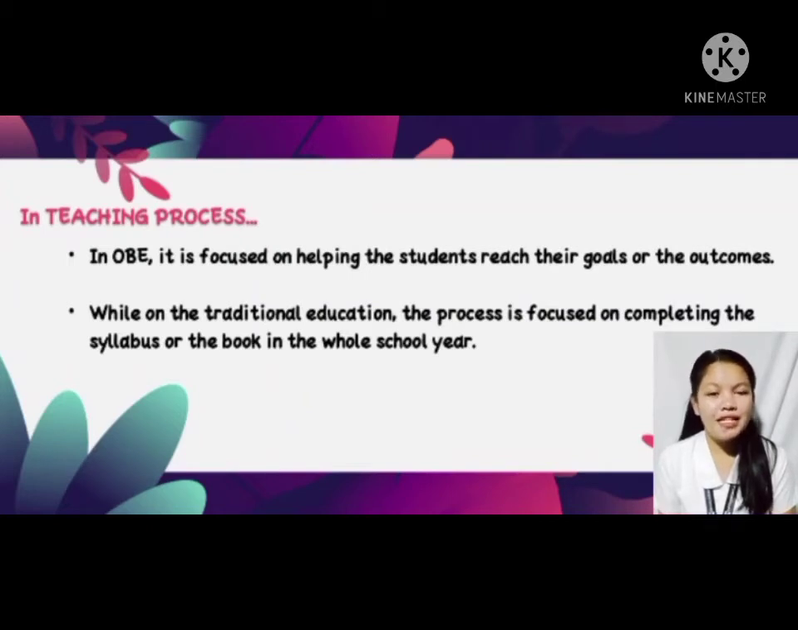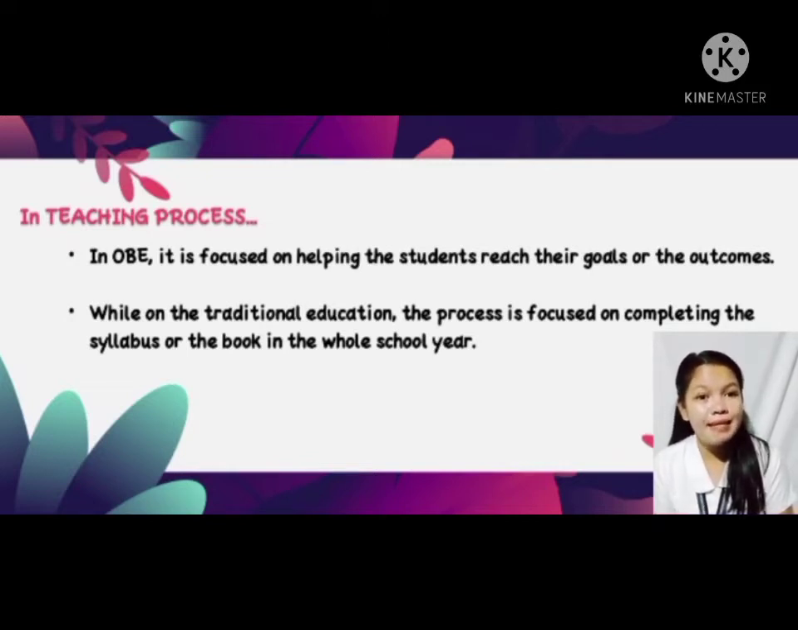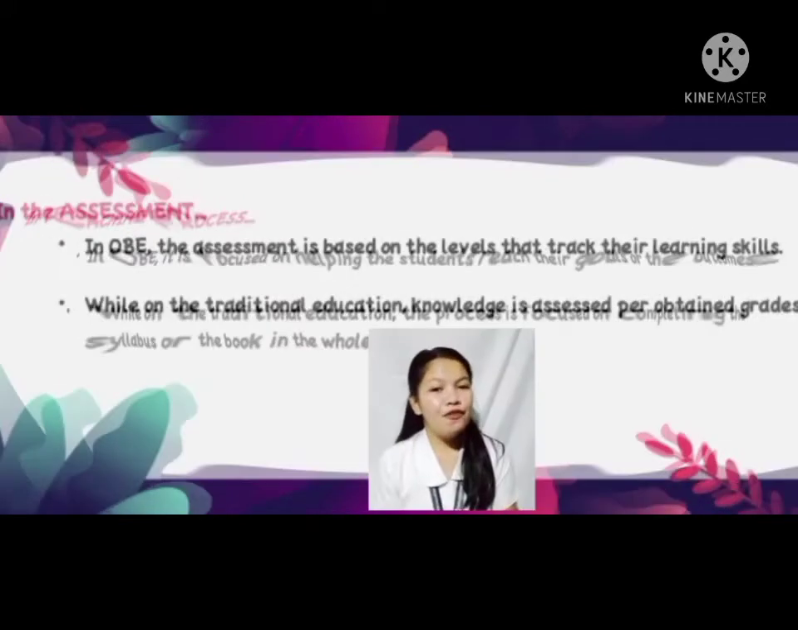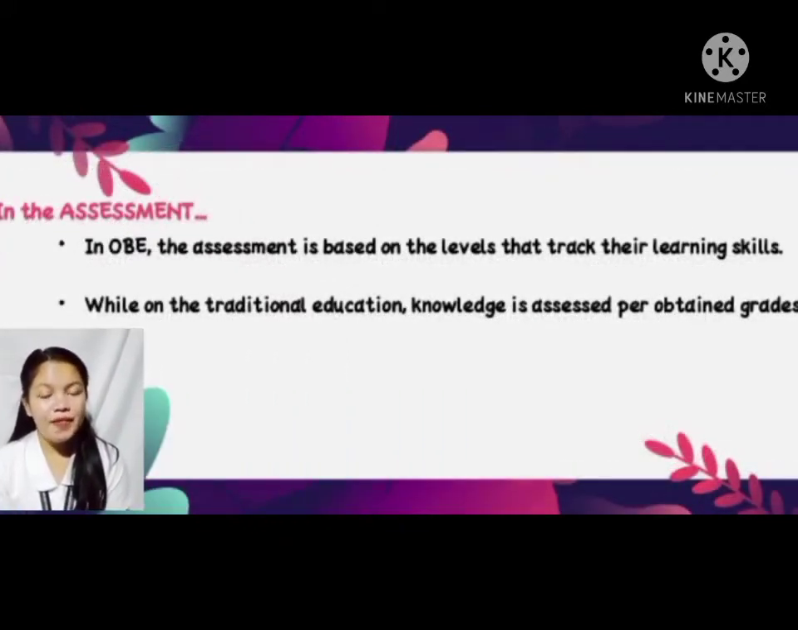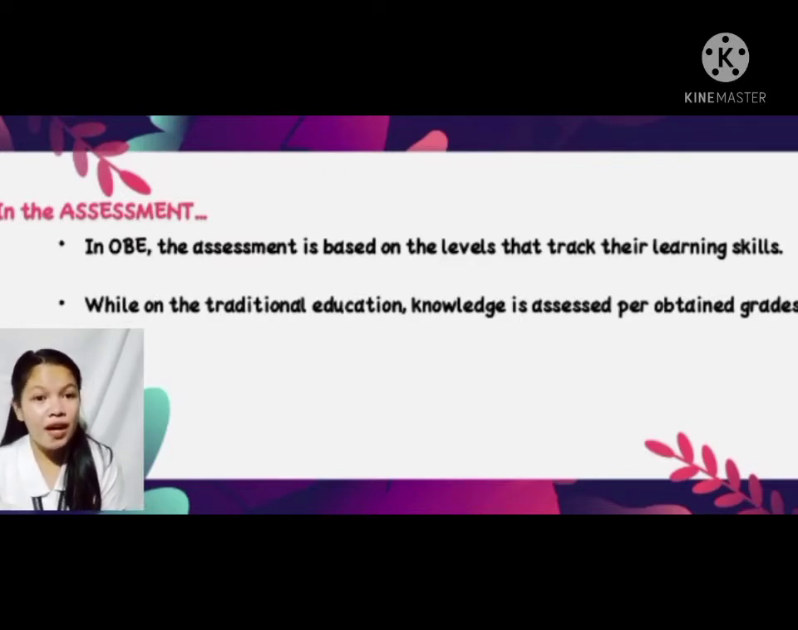The second thing is the teaching process. In OBE, it is focused on helping the students reach their goals or the outcomes, while in traditional education, the process is focused on completing the syllabus or the book that is intended for the whole school year. And the third one is the assessment. In OBE, the assessment is based on the levels that track their learning skills, while in traditional education, knowledge is assessed per obtained grades.